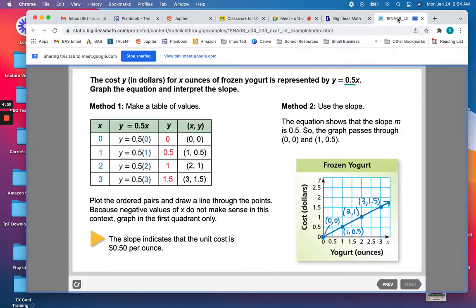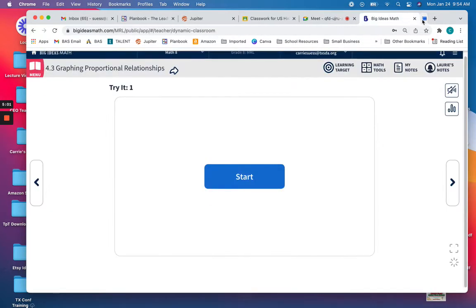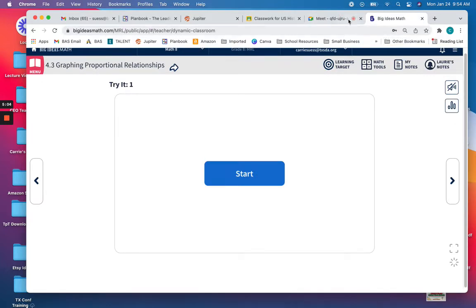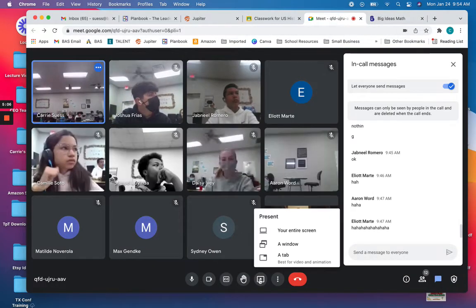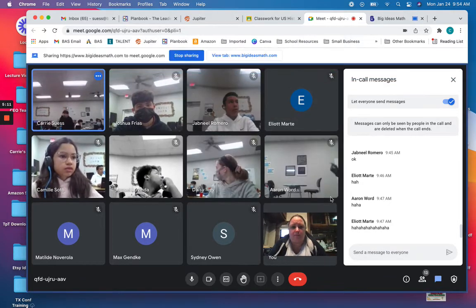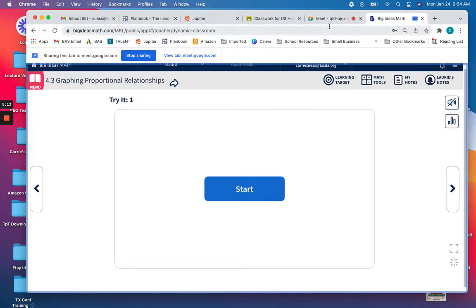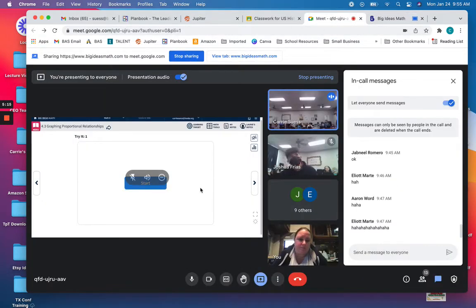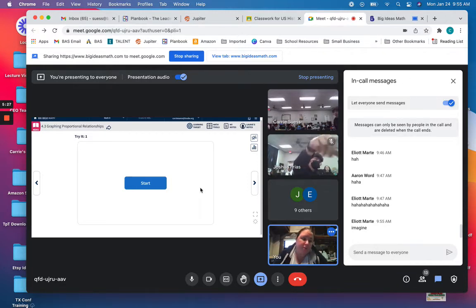Try it number 1. Okay. Teacher, my big math idea is not working at all. Okay, so you have 2 options. You can wait and do math a little later when it is working, or you can go get your textbook and do it out of the textbook on a piece of paper. You may choose. I'll wait. Okay, you may choose.